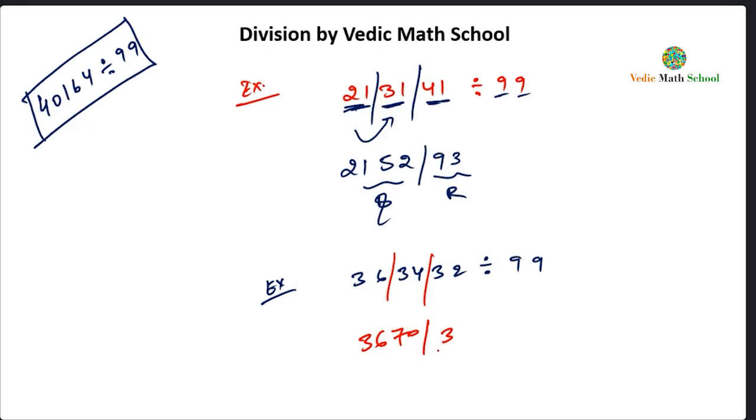So this is 3. And this 70 will become easier. 3671 divided, and the remainder is.